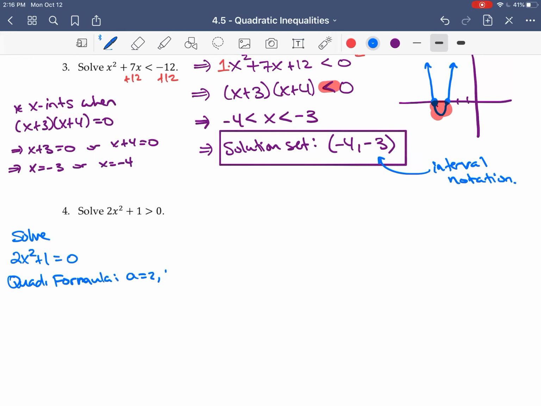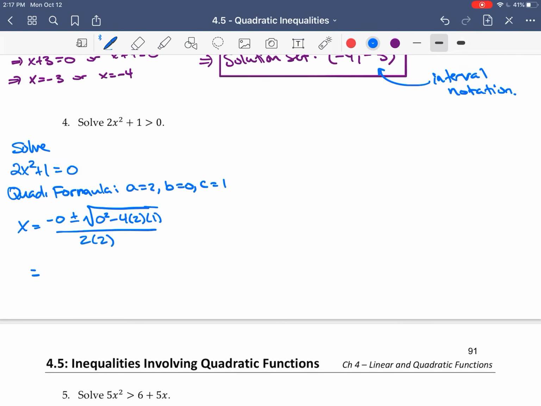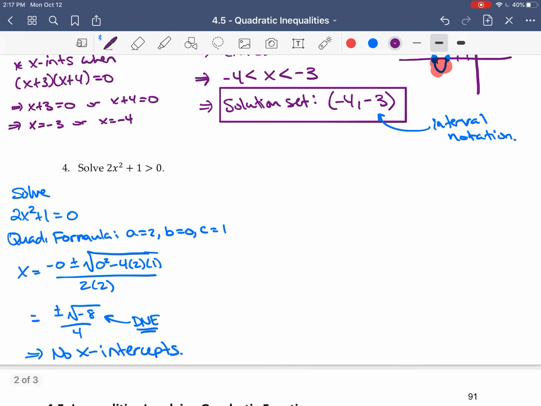With a being 2, b being 0, and c being 1. That means x is going to be -b, so -0, plus or minus the square root of 0 squared minus 4 times 2 times 1, all over 2 times 2. That gives me plus or minus the square root of -8 over 4. And obviously I can't take the square root of -8, so this doesn't exist. So that means there are no x-intercepts here. Now there are other ways to see that there are no x-intercepts.